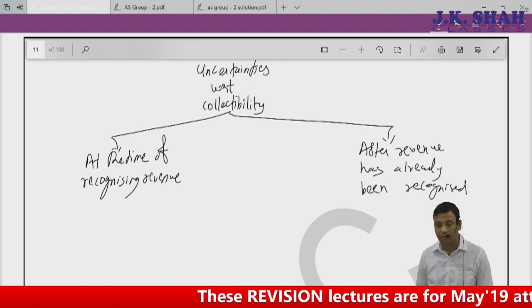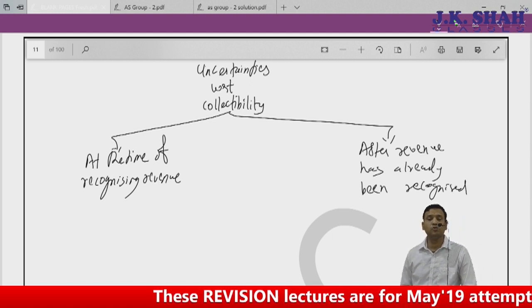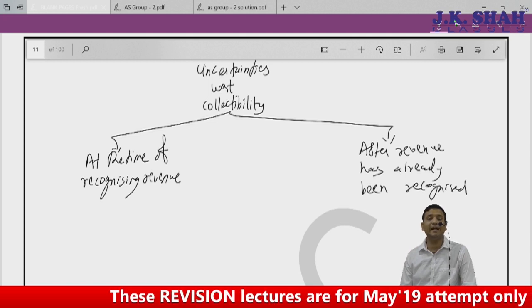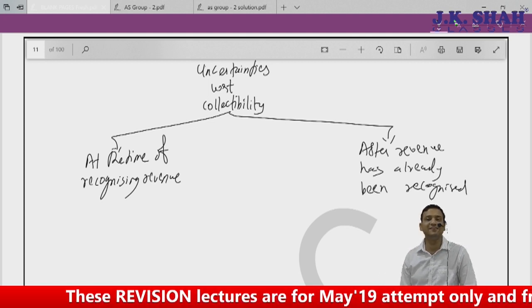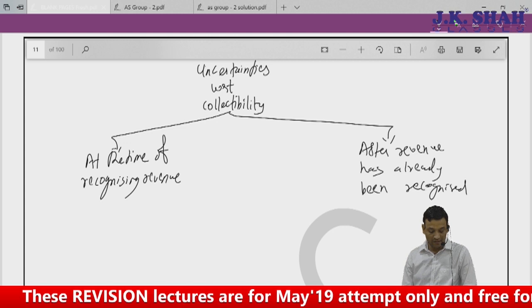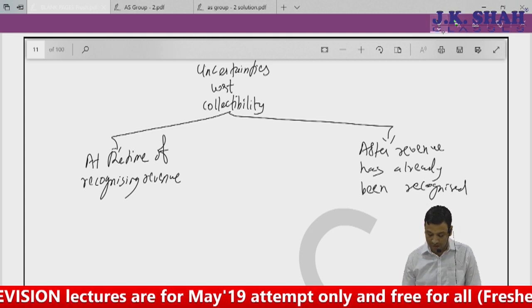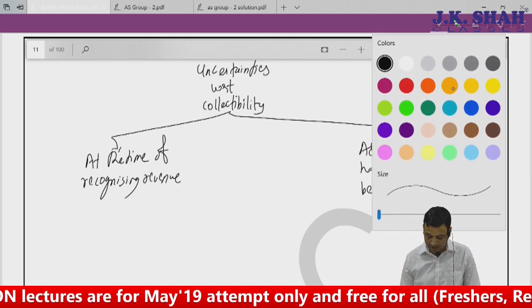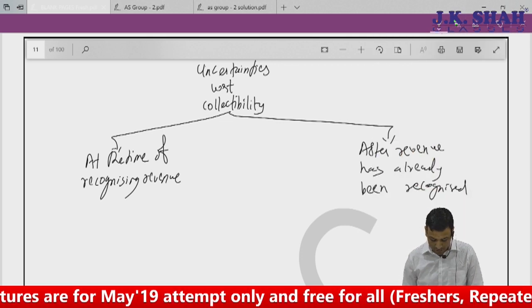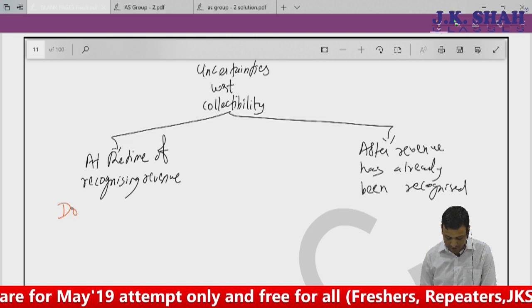Very simple. When I'm going through the process of recognizing revenue, at that point of time there is an uncertainty. Then what is to be done? Very simple. If you have an uncertainty at the time of recognizing revenue, don't recognize revenue. Postpone.